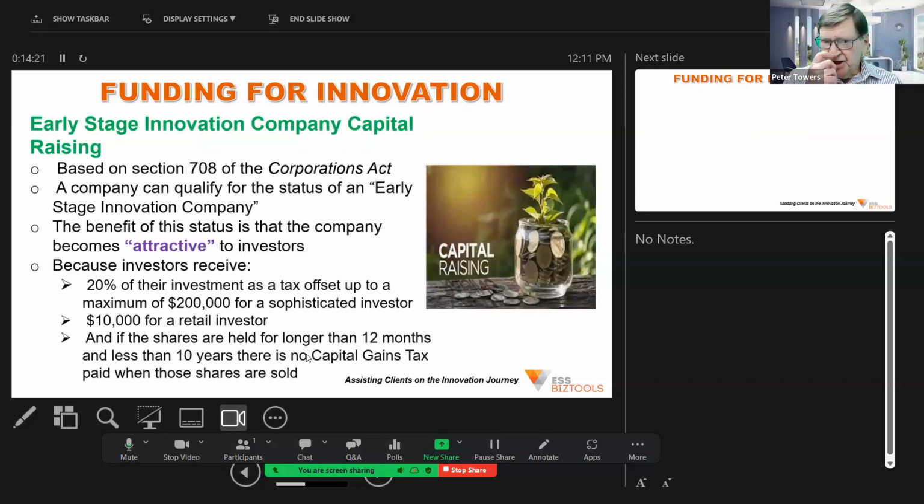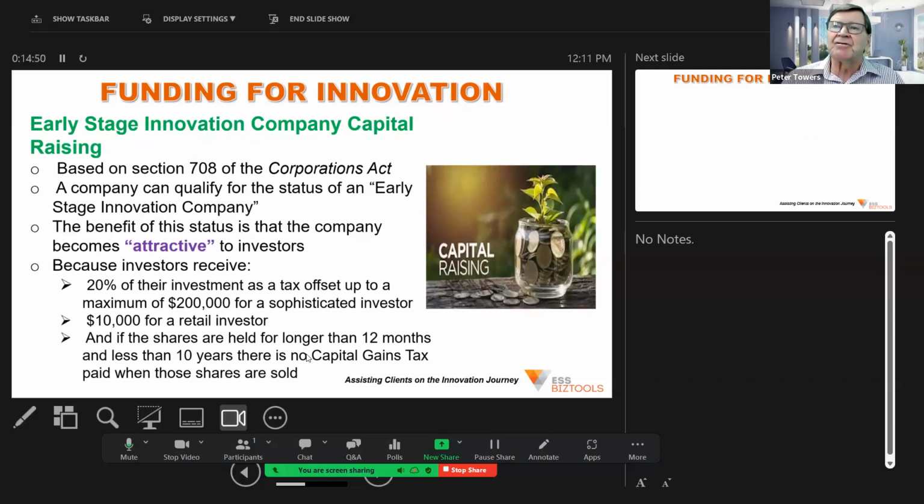We then turn to early stage innovation company. Now this is basically based on section 708. A company can qualify for the status of an early stage innovation company. And I'm always surprised and a little bit annoyed when I find that an SME inventor has gone off and talked to an accountant and got a very negative response because the accountant knows nothing about early stage innovation company.